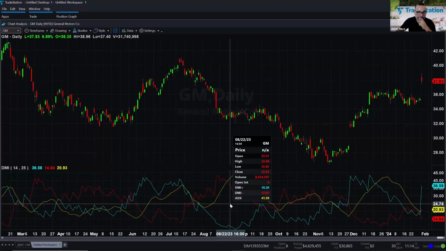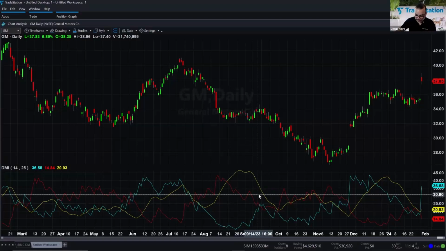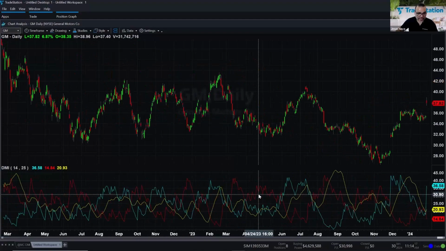You can see the blue is the DMI plus, the red is the DMI minus, and the ADX is the yellow line. Now, talking about the yellow line for a moment, we said earlier that an ADX reading above 25 means that the price is moving, that the price is trending. We already established that the ADX is not going to tell you the direction in which the prices are moving, but it does tell you the strength at which those prices are moving.